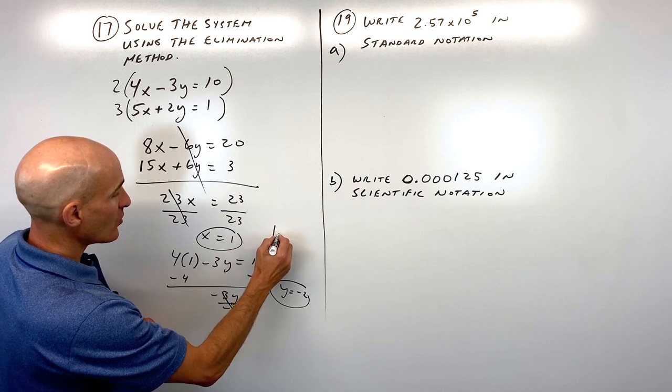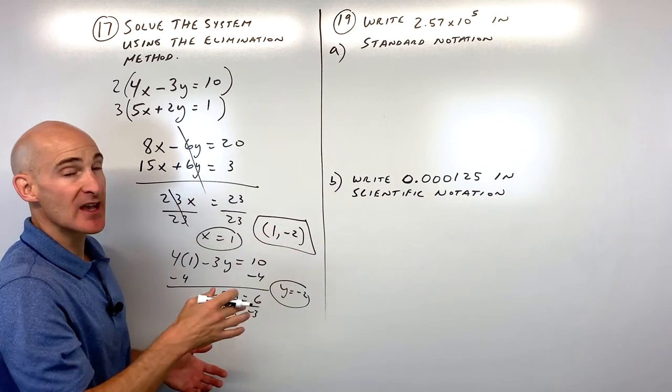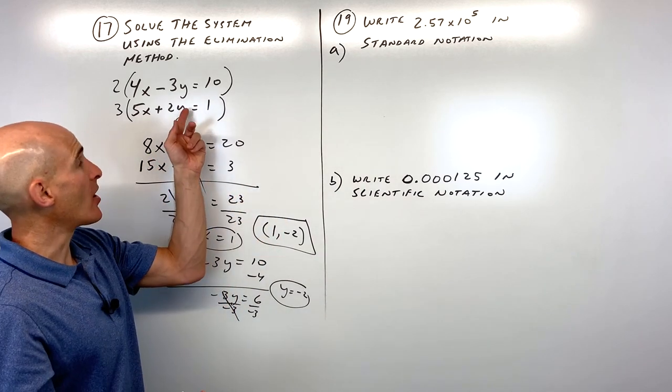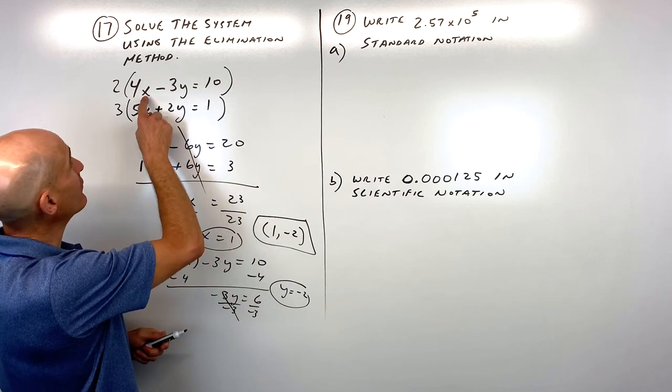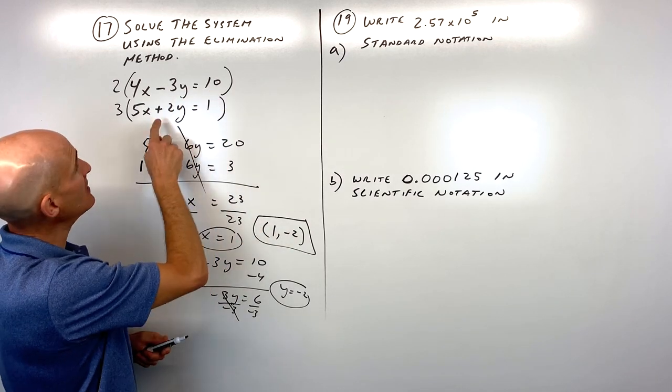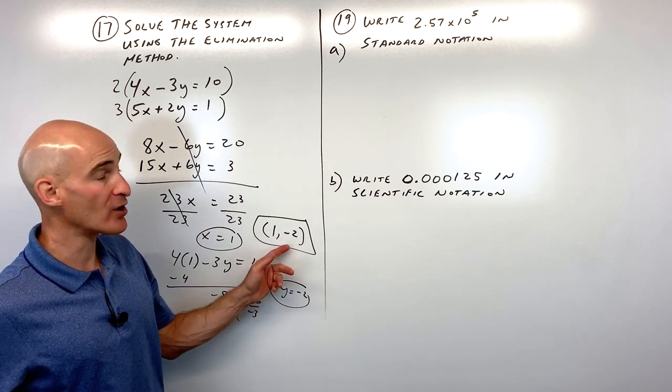And so our final answer, we want to write it as a coordinate pair, 1 comma negative 2. This represents where these two lines are crossing or intersecting. If you want to check your work, if you put 1 in for x, negative 2 in for y, you'll get 10. Same thing over here, you'll get 1. If it makes both equations true, you know you have that common point of intersection.